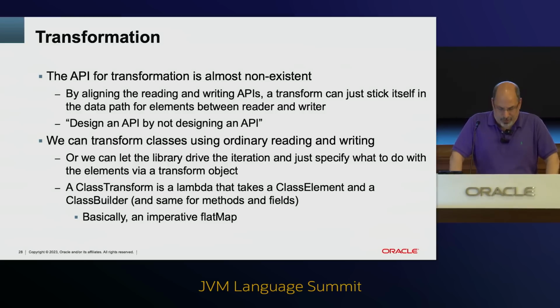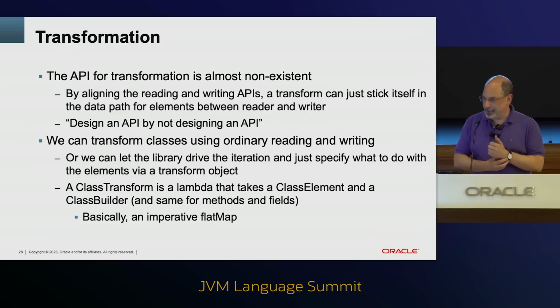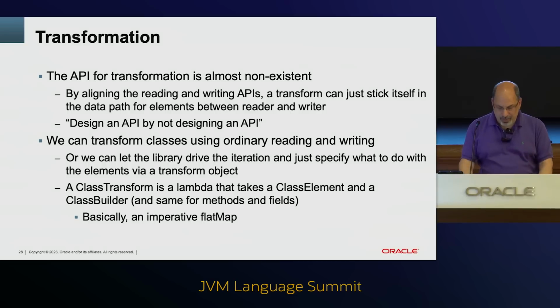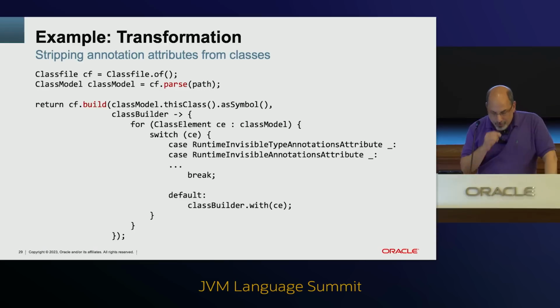Well, there's almost nothing to it. There's a very small API because we achieve this by aligning the reading and writing APIs. So this is sort of design an API by not designing an API. And in fact, we don't even need to use the transform API, although there are reasons to do so. We can just say, get me a class model, iterate its elements, get me a class builder, play those elements into the builder, maybe adjust some of the elements, and we're done. But we can capture this transform of the element stream into an object called a class transform or a method transform or a field transform, et cetera, and that gets us reuse. So I'm going to show you two ways to do the same thing, to give you an idea of how it works.